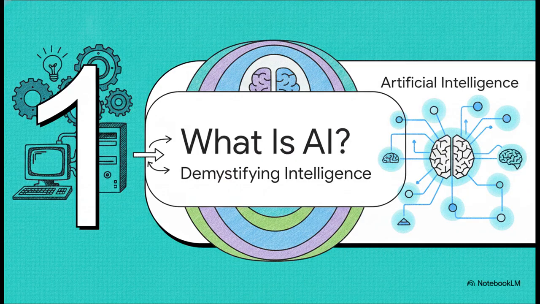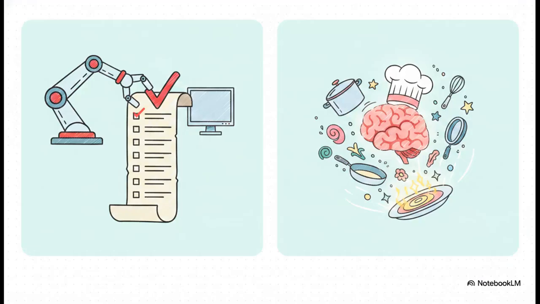Section 1. What is artificial intelligence? Demystifying the intelligence. To really get this, think of traditional software like a super fast but incredibly literal worker. It follows a strict step-by-step recipe provided by a programmer. If you want a different outcome, well, you have to write a brand new recipe.